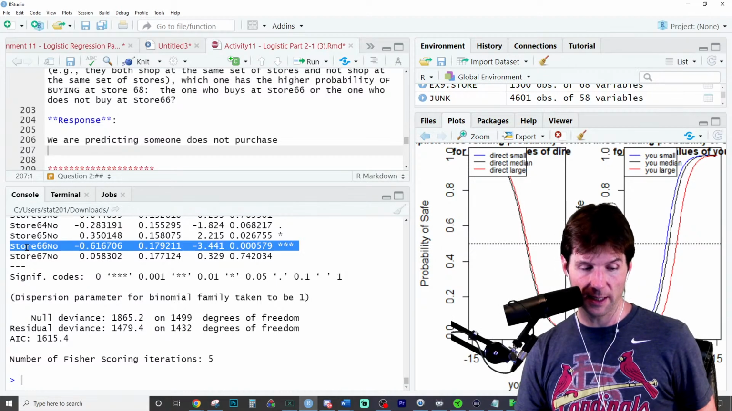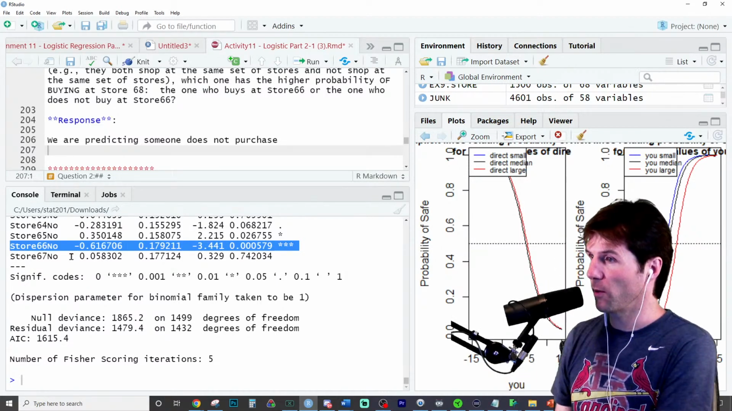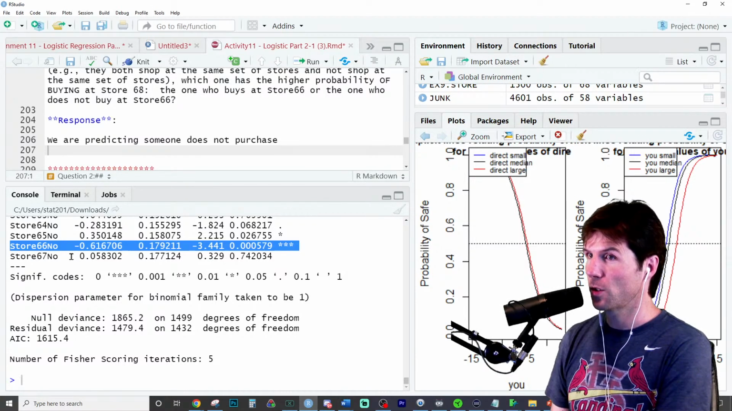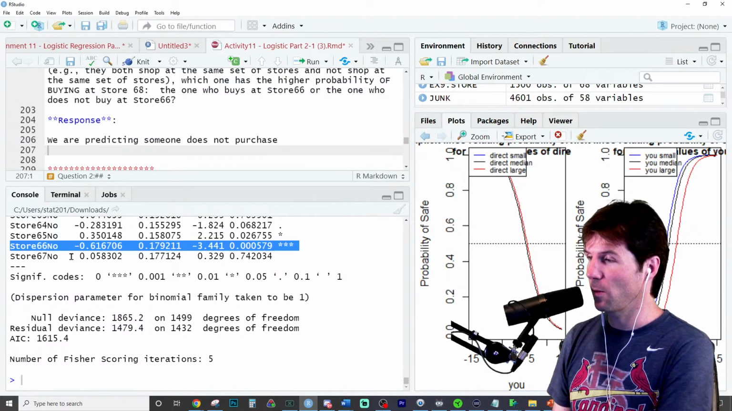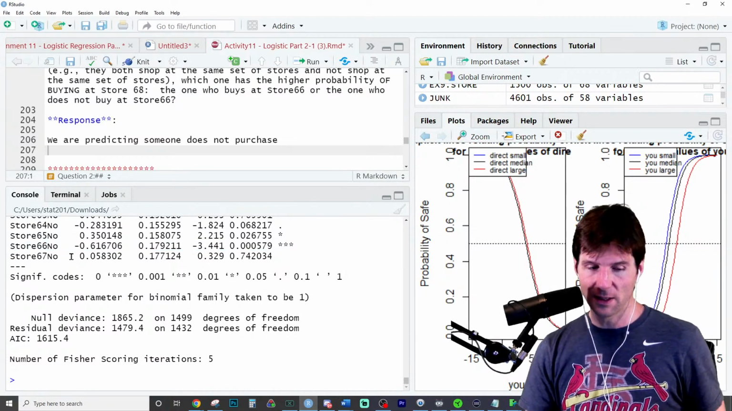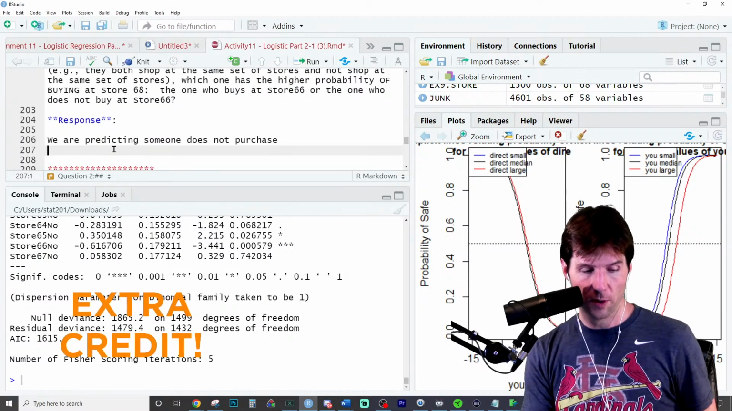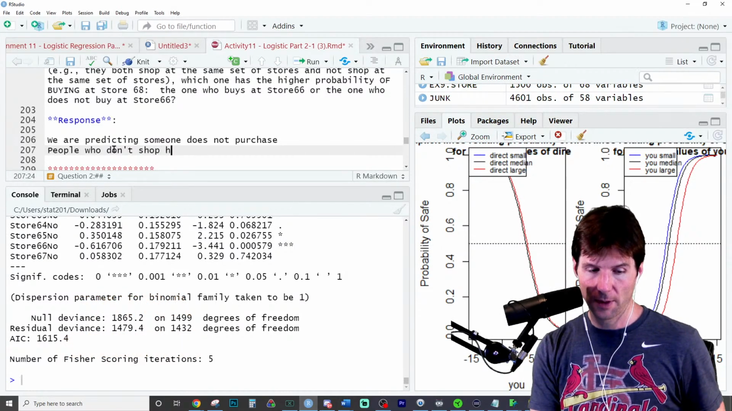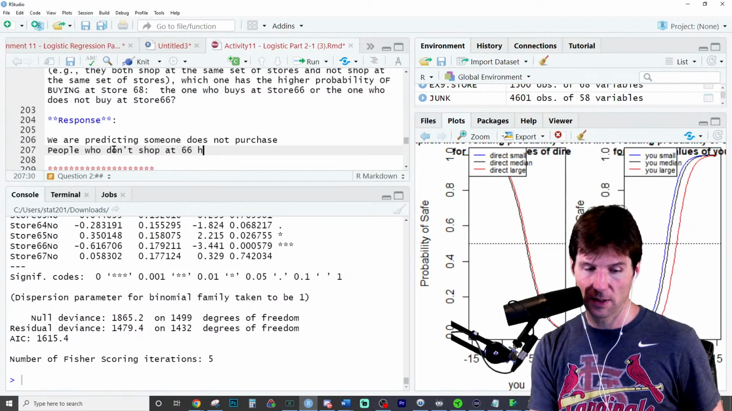Store 66 has a what variable right here for somebody? Be careful. I want an I word for it. It has a reference to compare it to. So that is a what word right there? Indicator. That's an indicator. So people who don't shop at 66 have a negative coefficient.